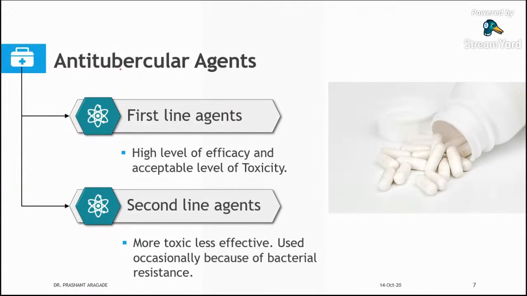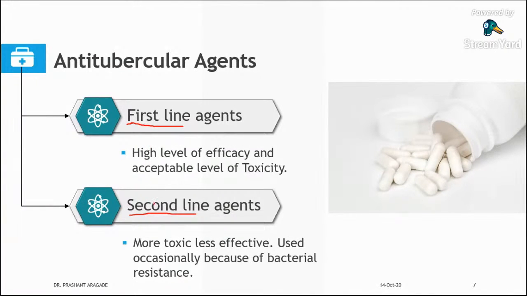Remember, every time you open any kind of book, either pharmacology or pharmaceutical chemistry, you will find that the classification of antitubercular agents is first line agent and second line agent. In some books, you will find the first line agents are also called primary agents or primary drugs. And second line agent means the secondary drugs.